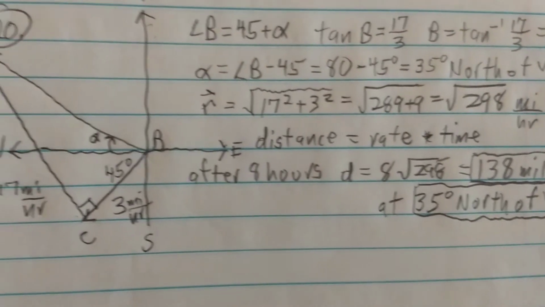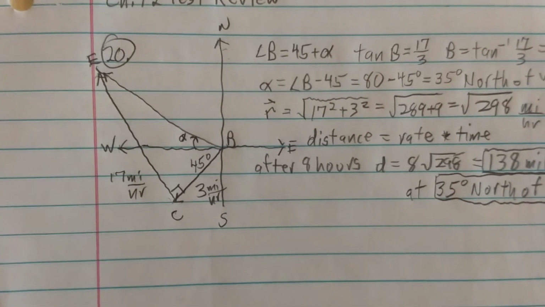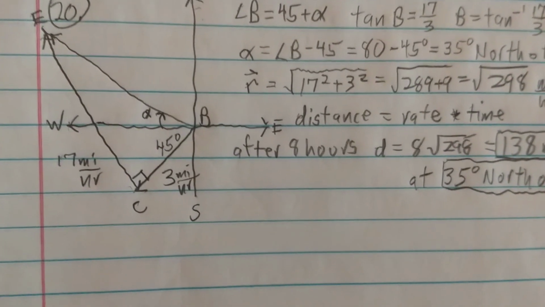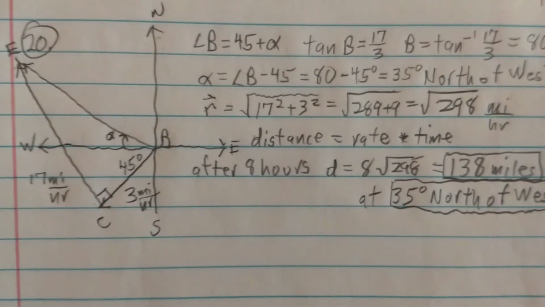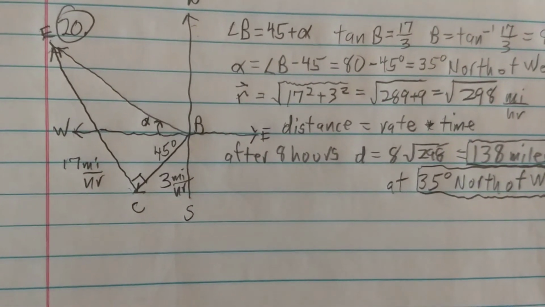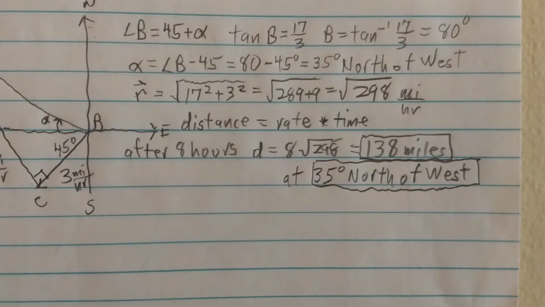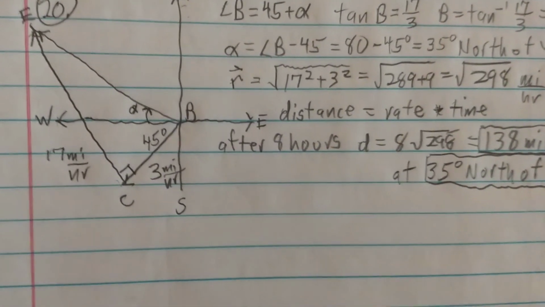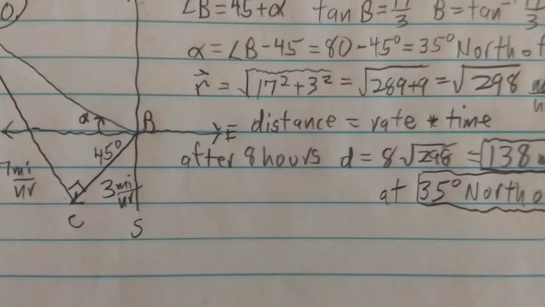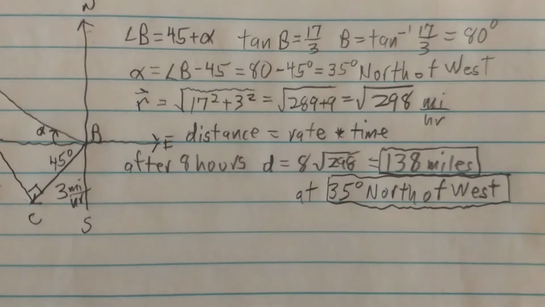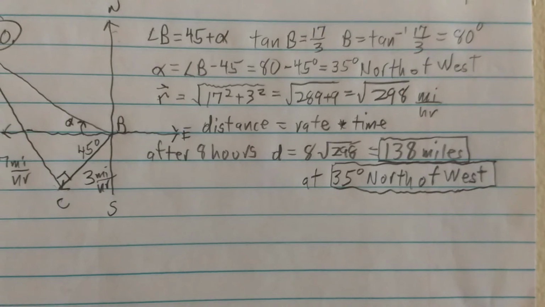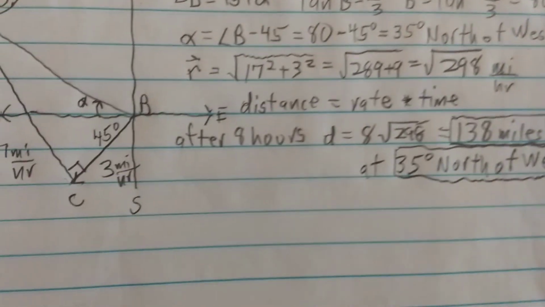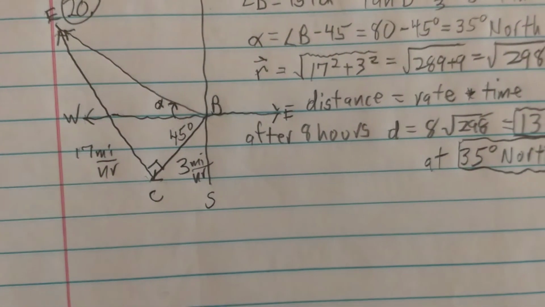And so tangent B now, because we're told that 17 miles per hour makes a right angle with the 3 miles per hour, which was the BC. So we can say that tangent B is the opposite over the adjacent, or 17 over 3. B is equal to inverse tangent 17 over 3, or 80. So that allows us to find the alpha, which is now B minus 45, or 80 minus 45, or 35. And that 35 is up north from west, so that's 35 degrees north of west is our final resultant vector from B to E.